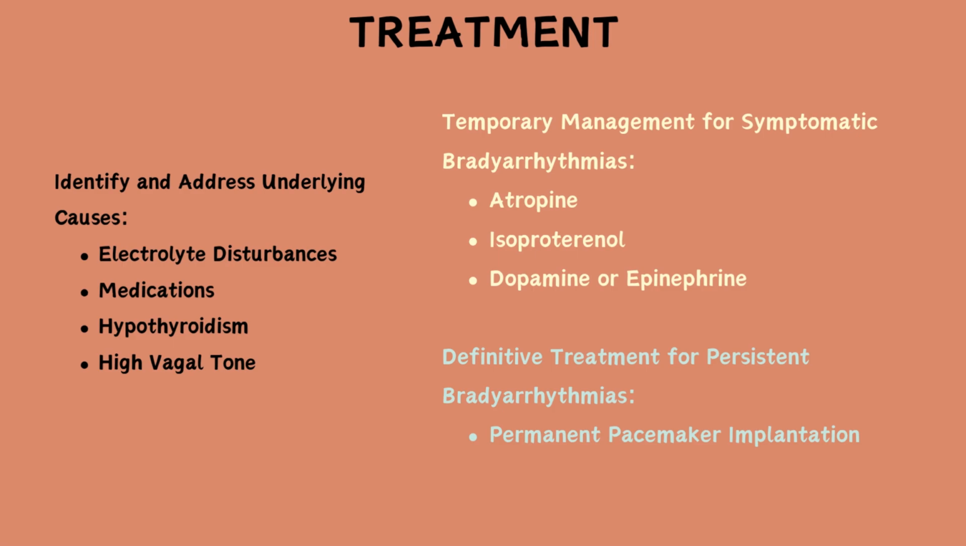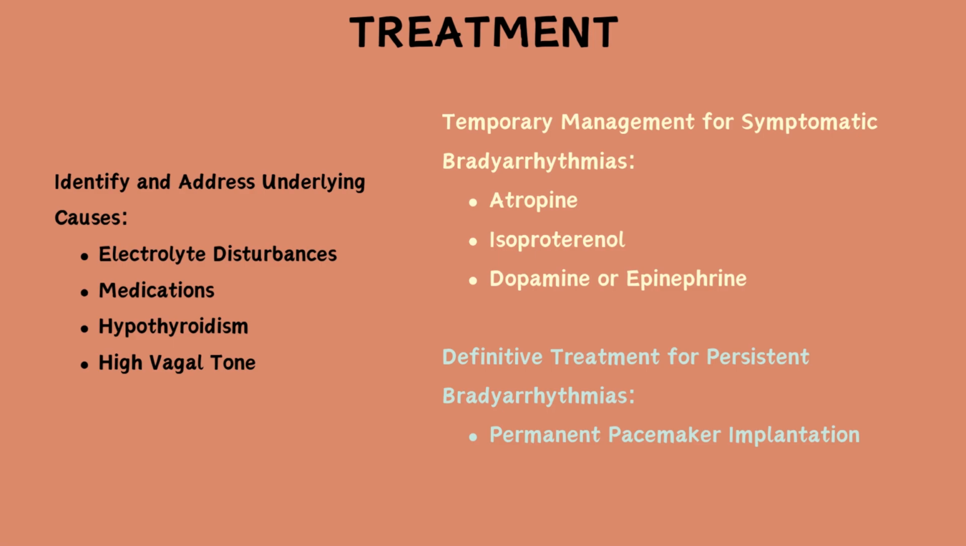Firstly, we have to identify and address any underlying causes. For an example, electrolyte disturbance. Due to this, we can correct the imbalances, for an example, potassium or calcium. Next, medications. We should discontinue drugs that slow conduction, for an example, beta blockers or digoxin. Hypothyroidism. We should treat with thyroid hormone replacement. And high vagal tone. Address conditions causing excessive vagal stimulation.